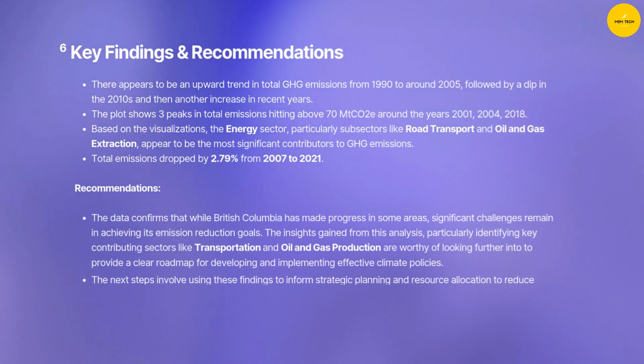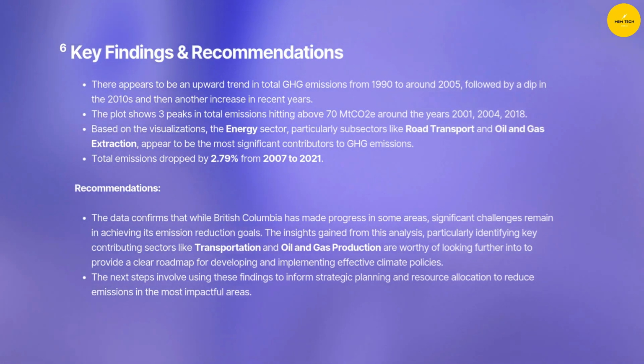Key findings and recommendations. There appears to be an upward trend in greenhouse gas emissions from 1990 to 2005, and then a drop in the 2010s, and then starting to pick up to another increase in recent years to peak levels, which are around 70. The plot shows 3 peaks in total emissions hitting above 70 MtCO2e around the years 2001, 2004, and then 2018.